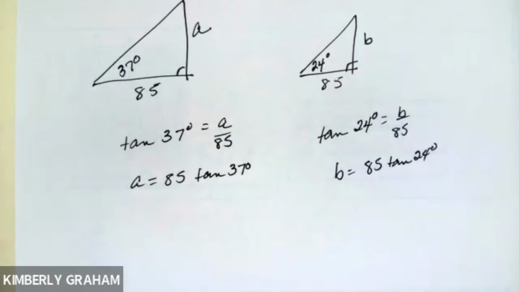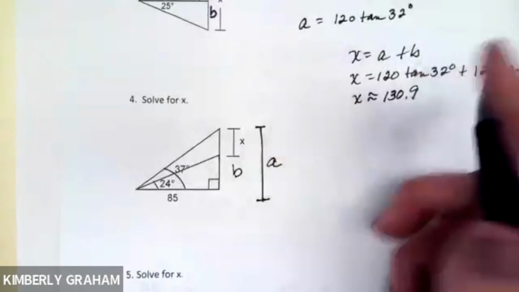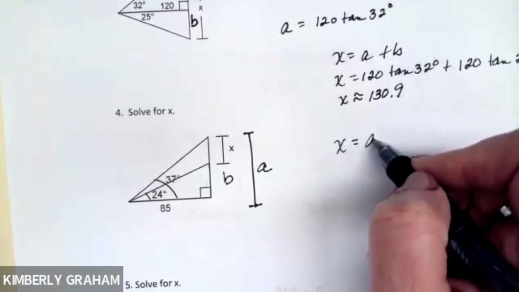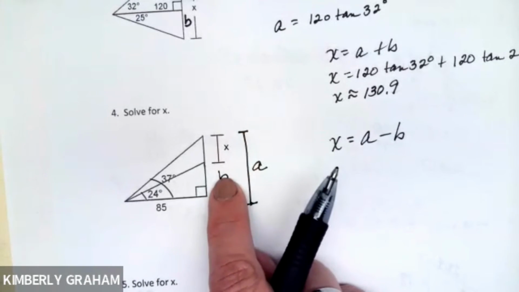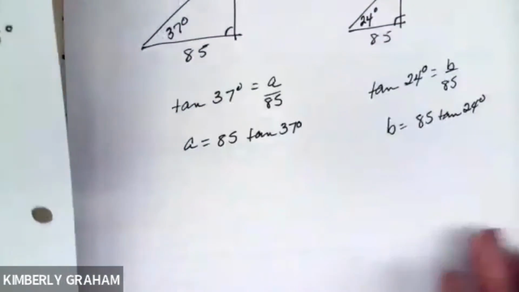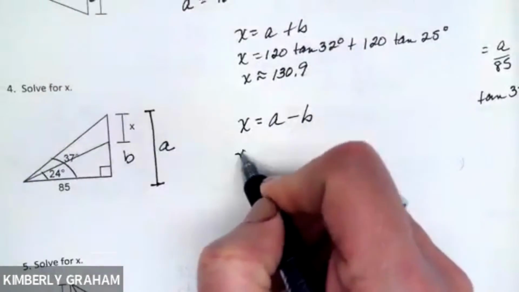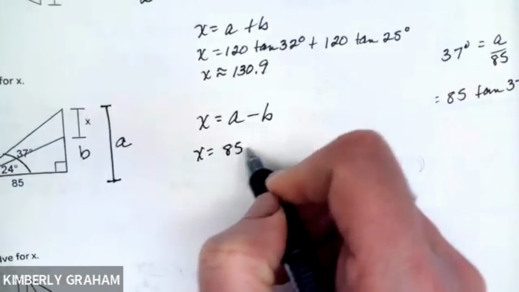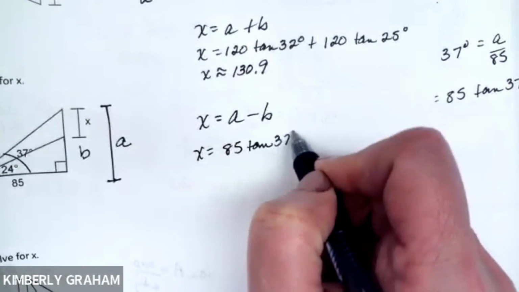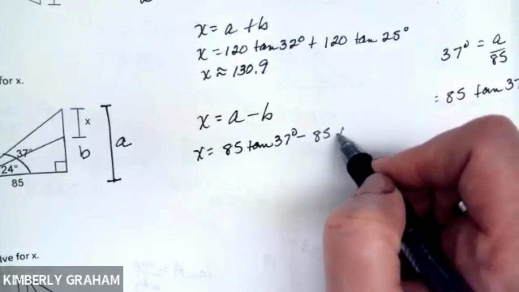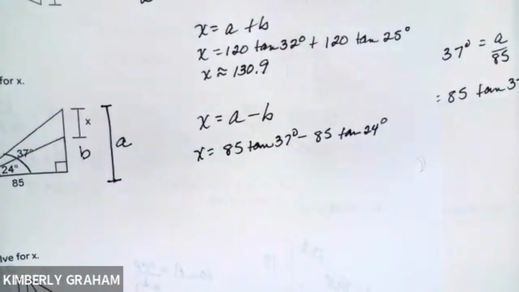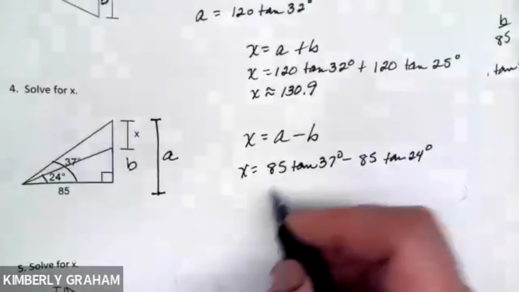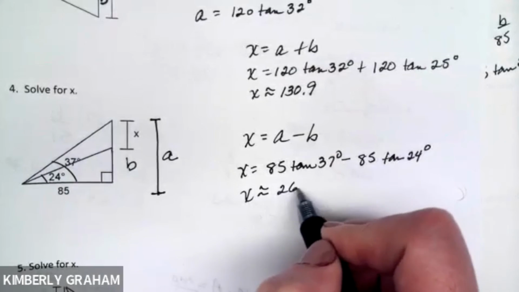Now going back to my original picture here, I know that X equals A minus B. Right? This part up here is this whole length minus this part. Right? X is A minus B. So I've got A is 85 times the tangent of 37 minus 85 times the tangent of 24. So you just stick that into the calculator to get your answer. Approximately 26.2.